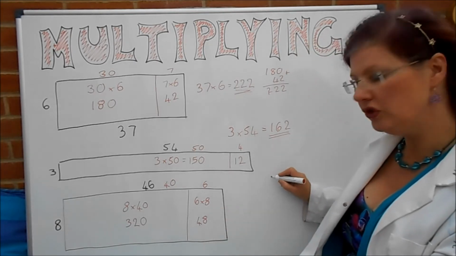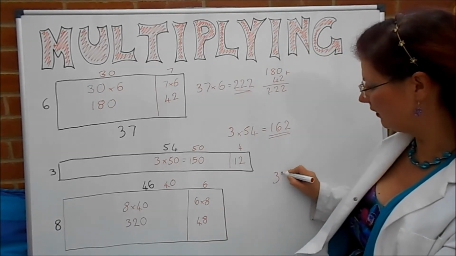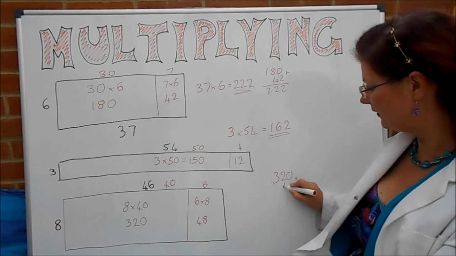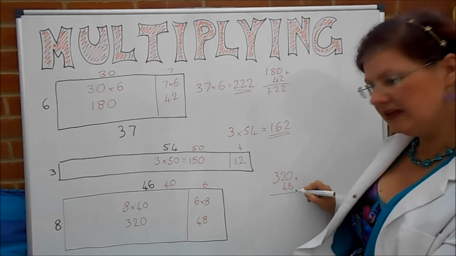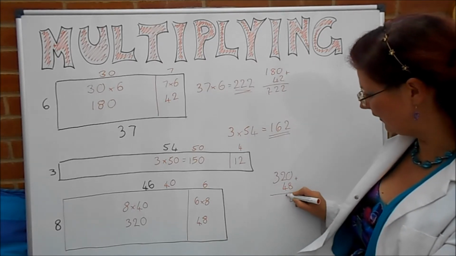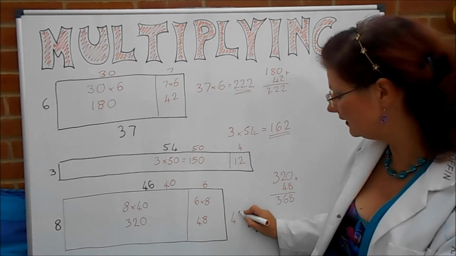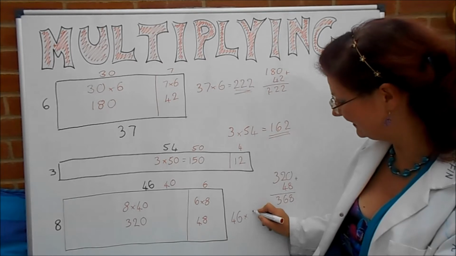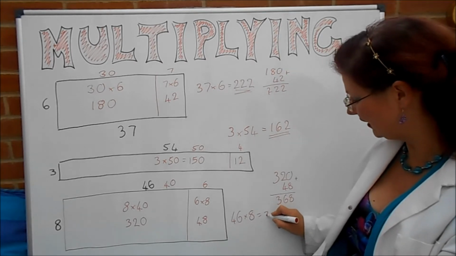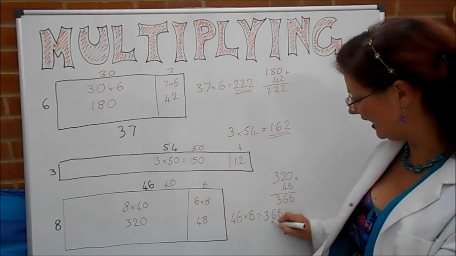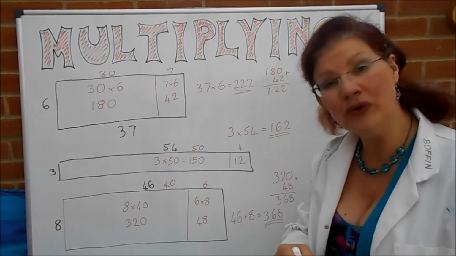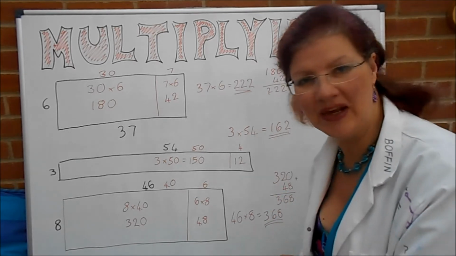So again, we'll just top these up by column addition. 320 plus 48, that's not difficult. We've got an 8 there, a 6 there and a 3 there. So that means that 46 times 8 is 368. There, I bet you never thought that hard sums like that could be so easy, did you?